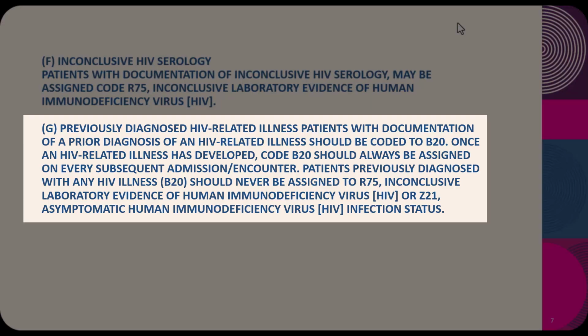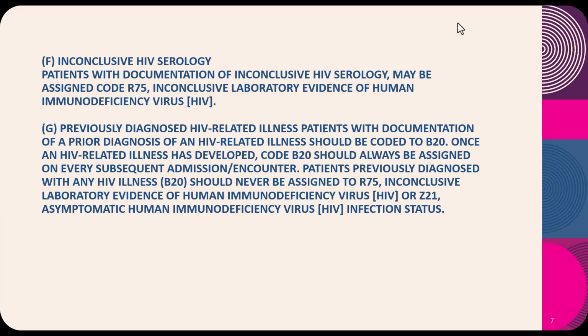Now with G, if somebody has ever been diagnosed with an HIV-related disease, they will always be coded with B20 first. Okay? You should never assign R75, inconclusive laboratory evidence, or Z21, asymptomatic. So they could have an HIV-related disease and actually be cured from that disease or maybe have it go into remission. That doesn't take away the B20 as the first diagnosis code for that patient.